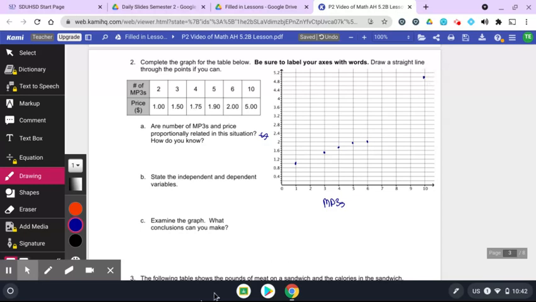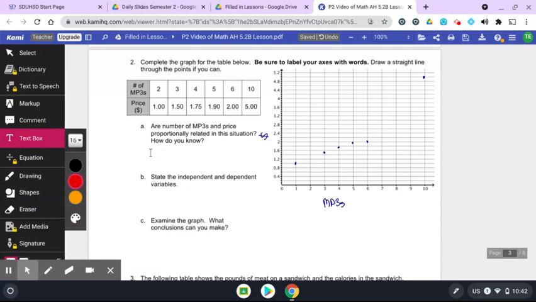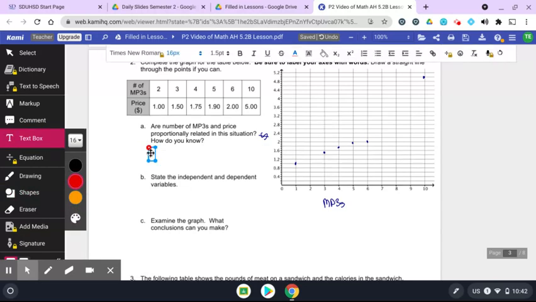Okay. And if I try to make a line through this, if I tried to put a line in here, there's no way that I'd be able to insert a line. It wouldn't work. So I can't get a line to go through there. Okay, so are the number of MP3s proportionally related? No. You can say lots of different reasons. So no, if I was looking at the table, it is not proportional.